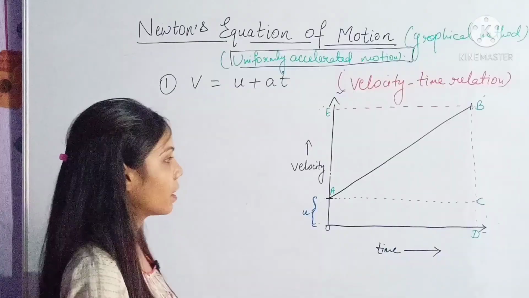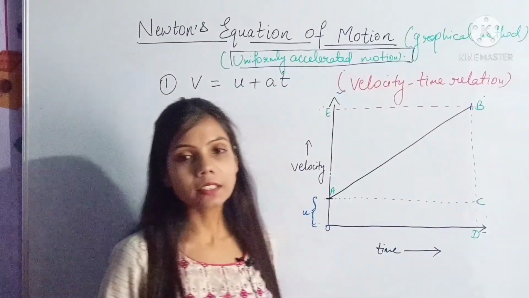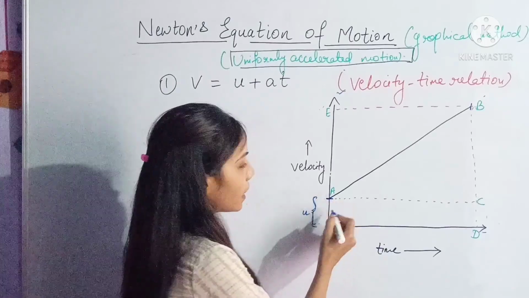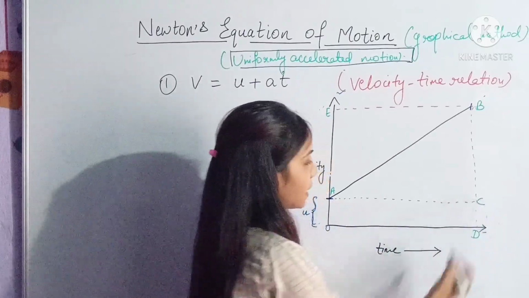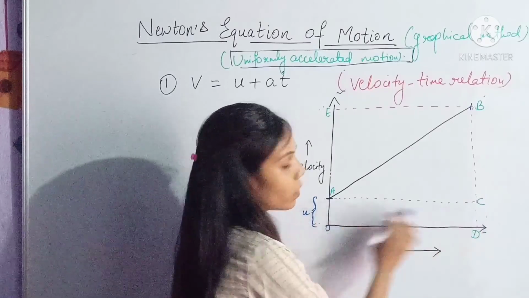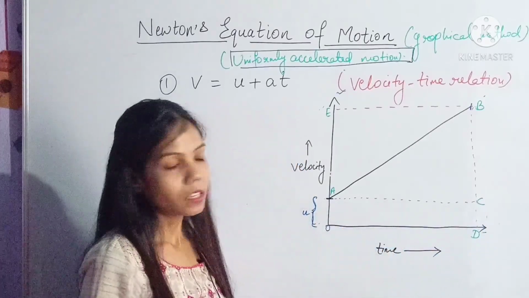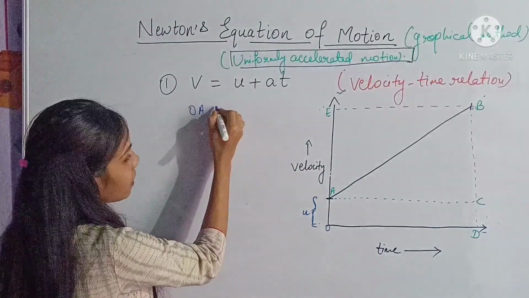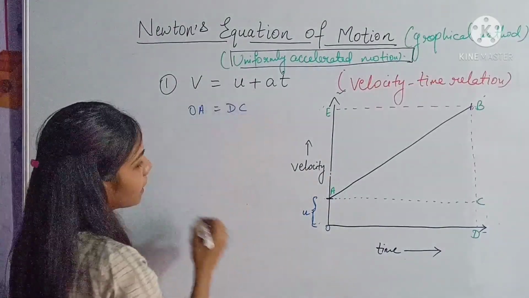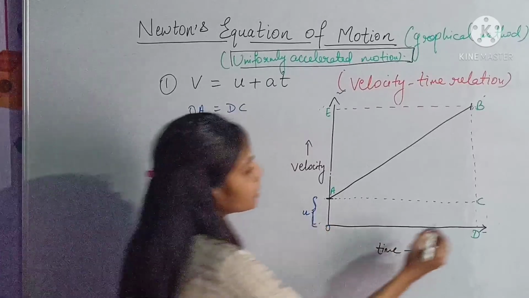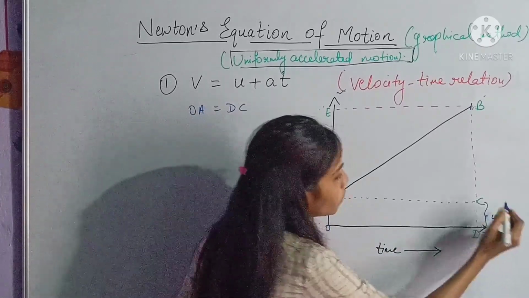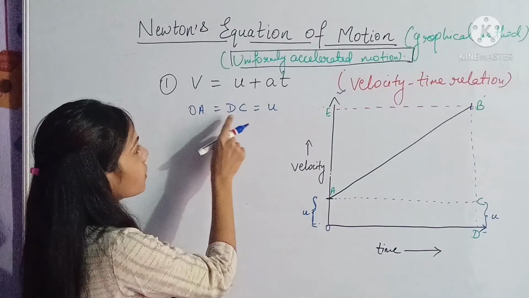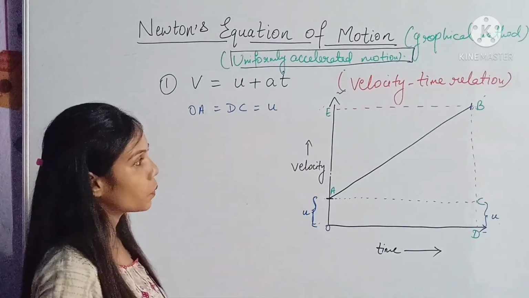Now in this graph, if we study it properly, we will find that OA is equal to DC, because these two are equal, parallel and equidistant. So both are equal. Since this is u, this also could be considered as u, the initial velocity. So here we can write OA is equal to DC is equal to u.